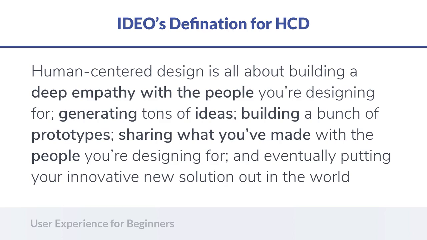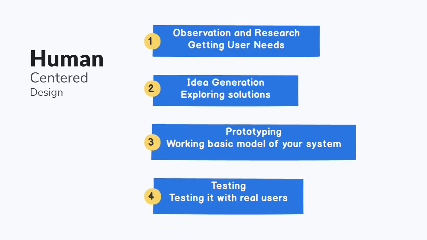Then you are going to generate tons of ideas with sketches, with different wireframes. Then you are going to build upon these ideas and create working prototypes. Now, all these steps are almost similar in any user experience process. And in the end, we are going to share our prototypes with the users and test them. And eventually, we are going to show our refined product to the world. These are the 4 steps that are involved in human-centered design.